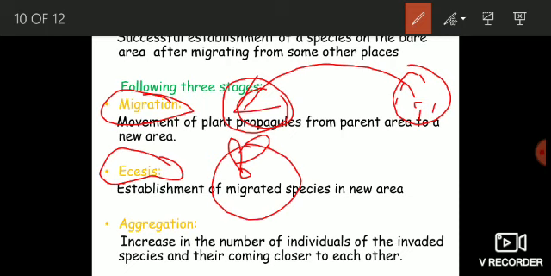And finally, aggregation takes place. Aggregation means you have a large number of individuals in the new area, and they come closer to each other. When the number of individuals increases, you have a lot of individuals within a limited space, and this leads to aggregation.